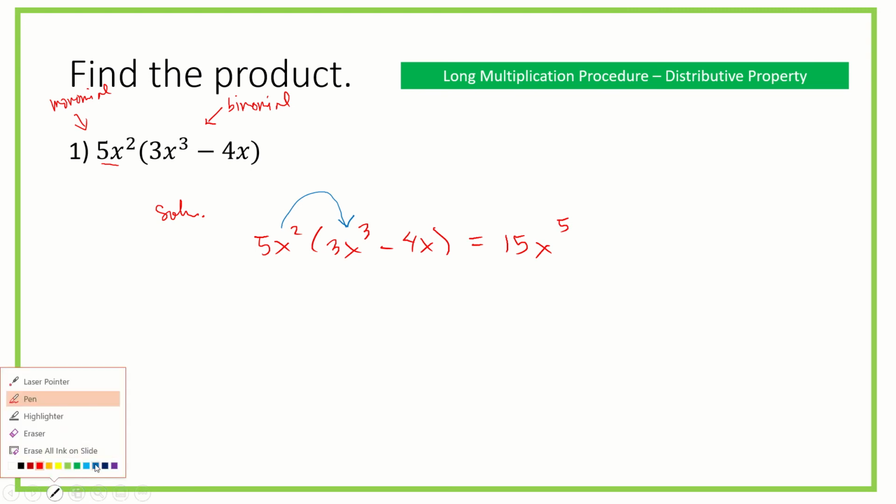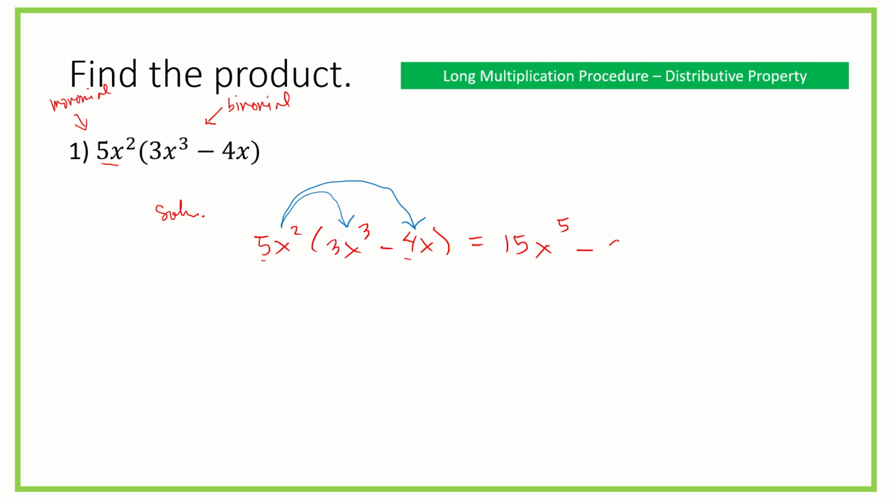Then afterwards, we distribute our 5x squared to our second term, which is supposed to be minus 4x, but we can consider that as a sign of 4x. So we say negative 4x. 5x squared times negative 4x. We'll start by multiplying the coefficients. 5 times negative 4 is negative 20. Then x squared times x, we copy the common base, x, and then we add their exponents. Here, this is a 2. The exponent of the x here is a 1. So 2 plus 1, you'll get 3. And this is the answer.